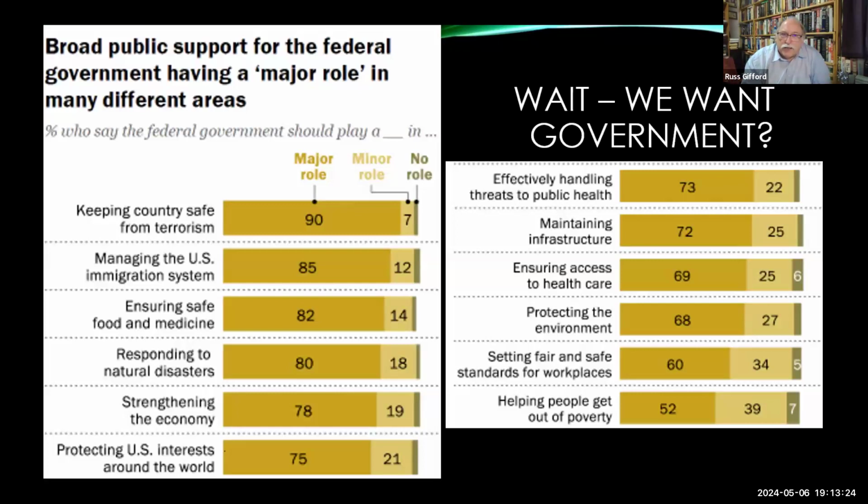Well, I want you to realize that if you go back and look, there's broad public support for the federal government having a major role in a lot of different areas: keeping the country safe from terrorism, managing the U.S. immigration system, ensuring safe food and medicine. Depending on who you are, you may or may not agree with this, but notice 90% agree with that first one. The safe food and medicine, 82%.